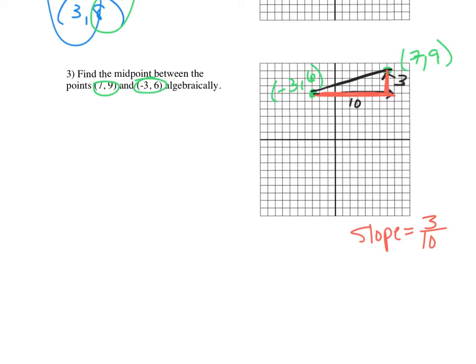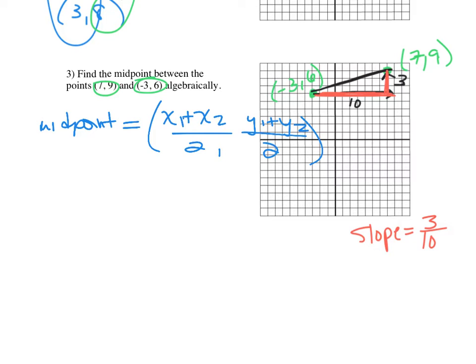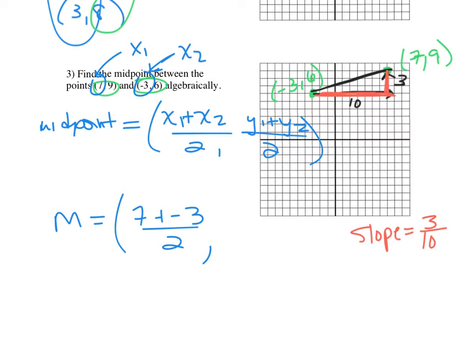So I'm going to write down my formula. The midpoint is equal to x1 plus x2 all over 2, comma, y1 plus y2 all over 2. Now, I have my x1 and x2, so I'm going to add those. My midpoint, I'll call it M, will be 7 plus negative 3 all over 2. And now my y values, I've got 9 and 6. There's my y1 and there's my y2. I have 9 plus 6 all over 2.